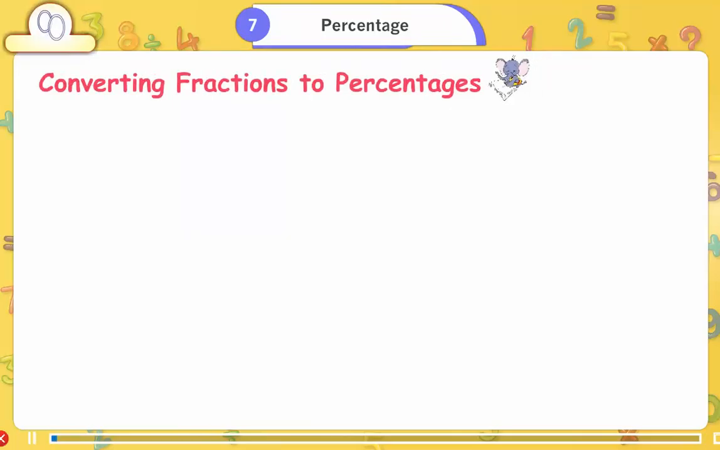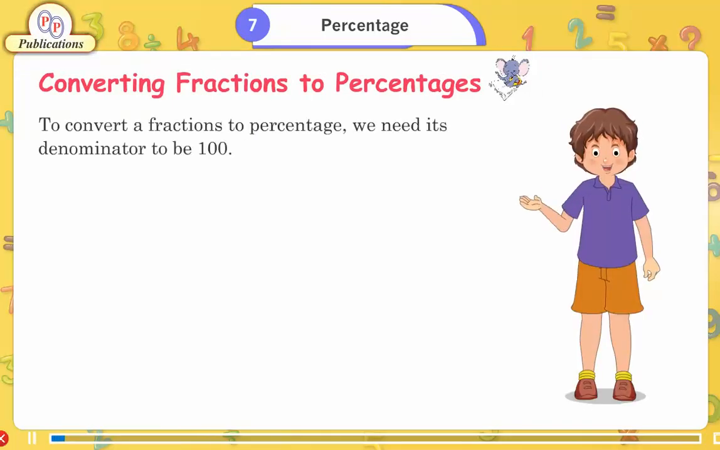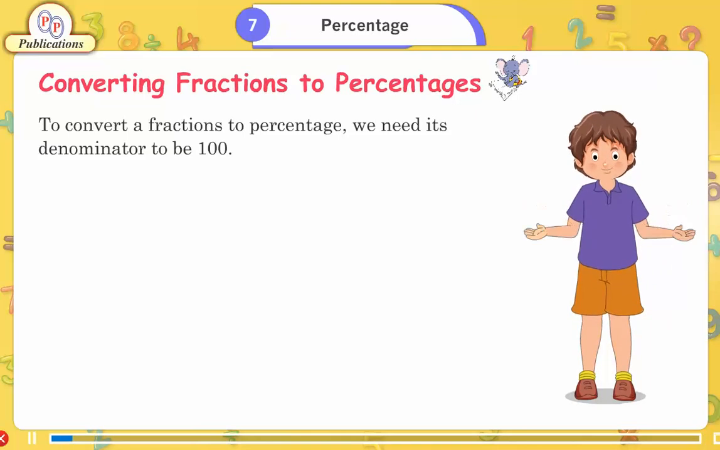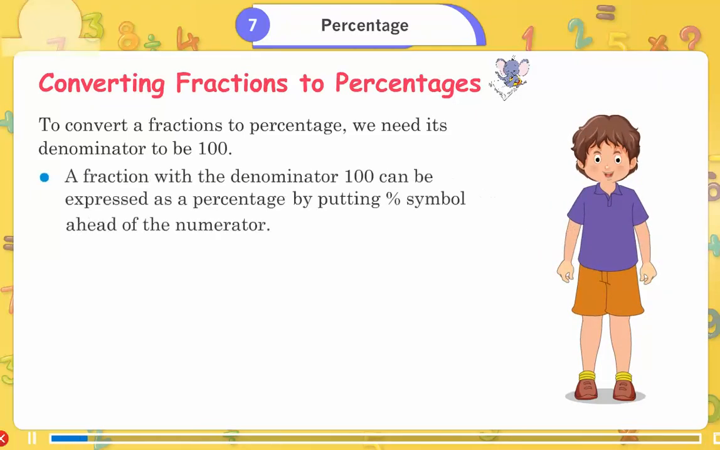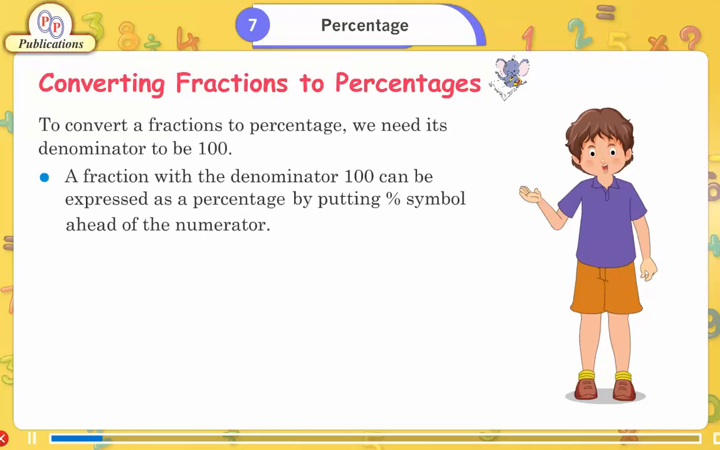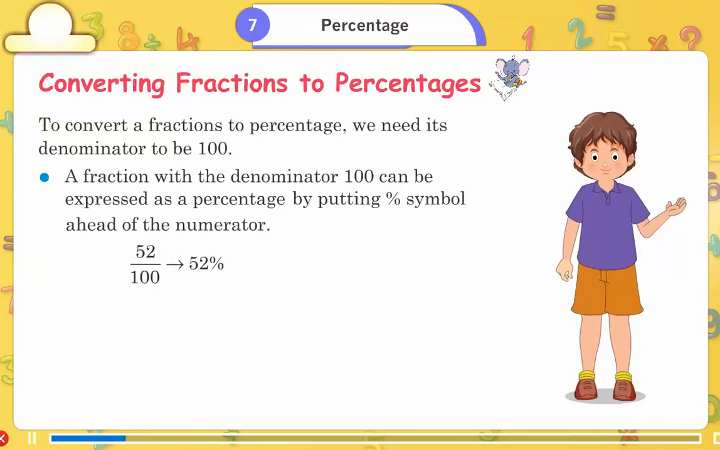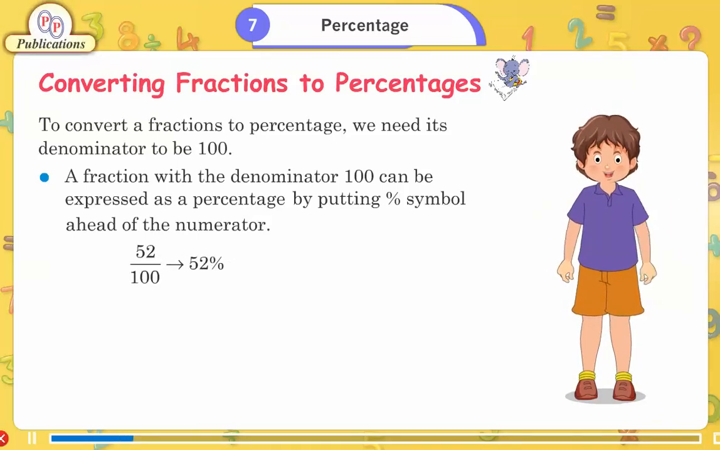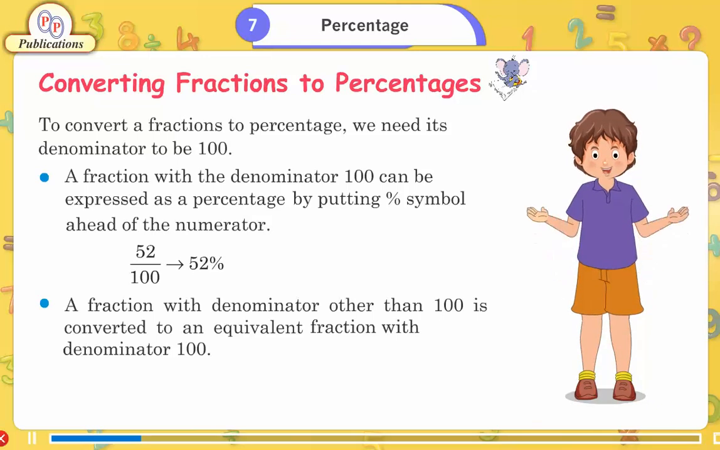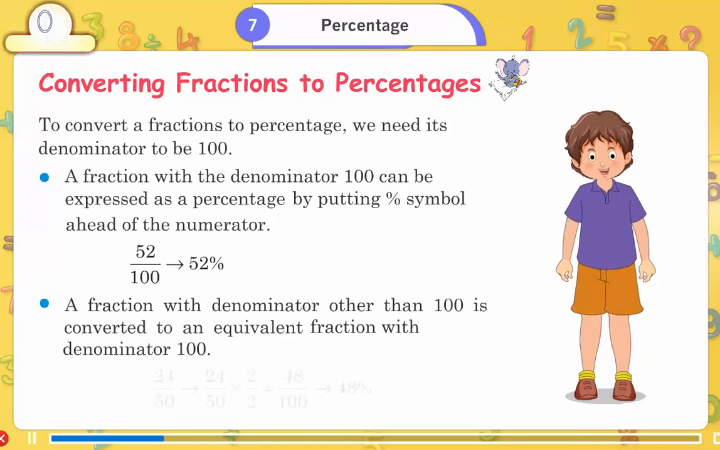Converting fractions to percentages. To convert a fraction to percentage, we need its denominator to be 100. A fraction with the denominator 100 can be expressed as a percentage by putting the percent symbol after the numerator. 52 by 100 is 52%. A fraction with a denominator other than 100 is converted to an equivalent fraction with denominator 100.